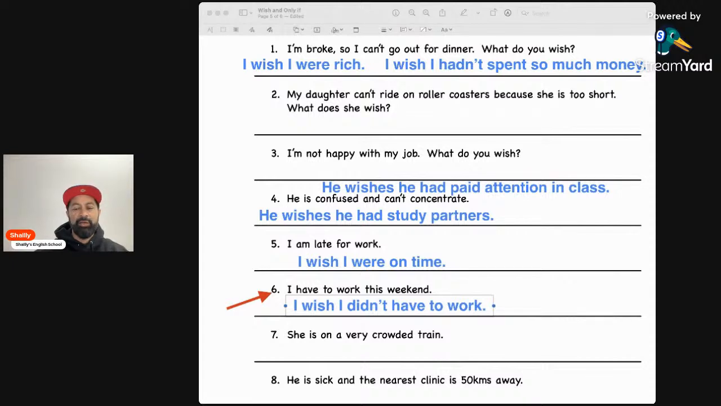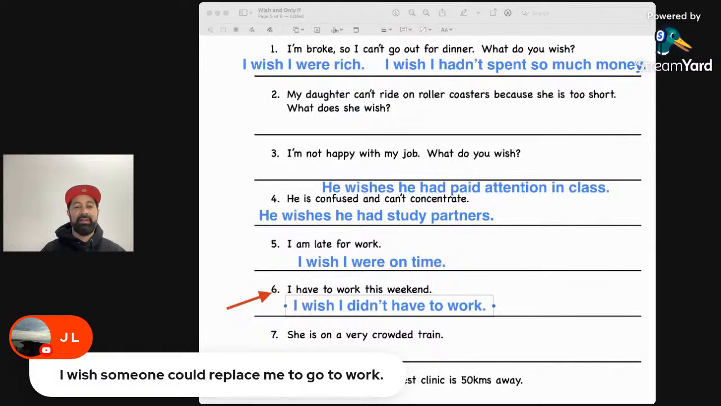And remember, you can make the sentence using past tense. If you use past tense, that means you want something to be different from right now. So my sentence, I wish I didn't have to work. Or you can use, you want to change a past action. In that situation, we use past perfect. I wish I had or hadn't plus past participle.